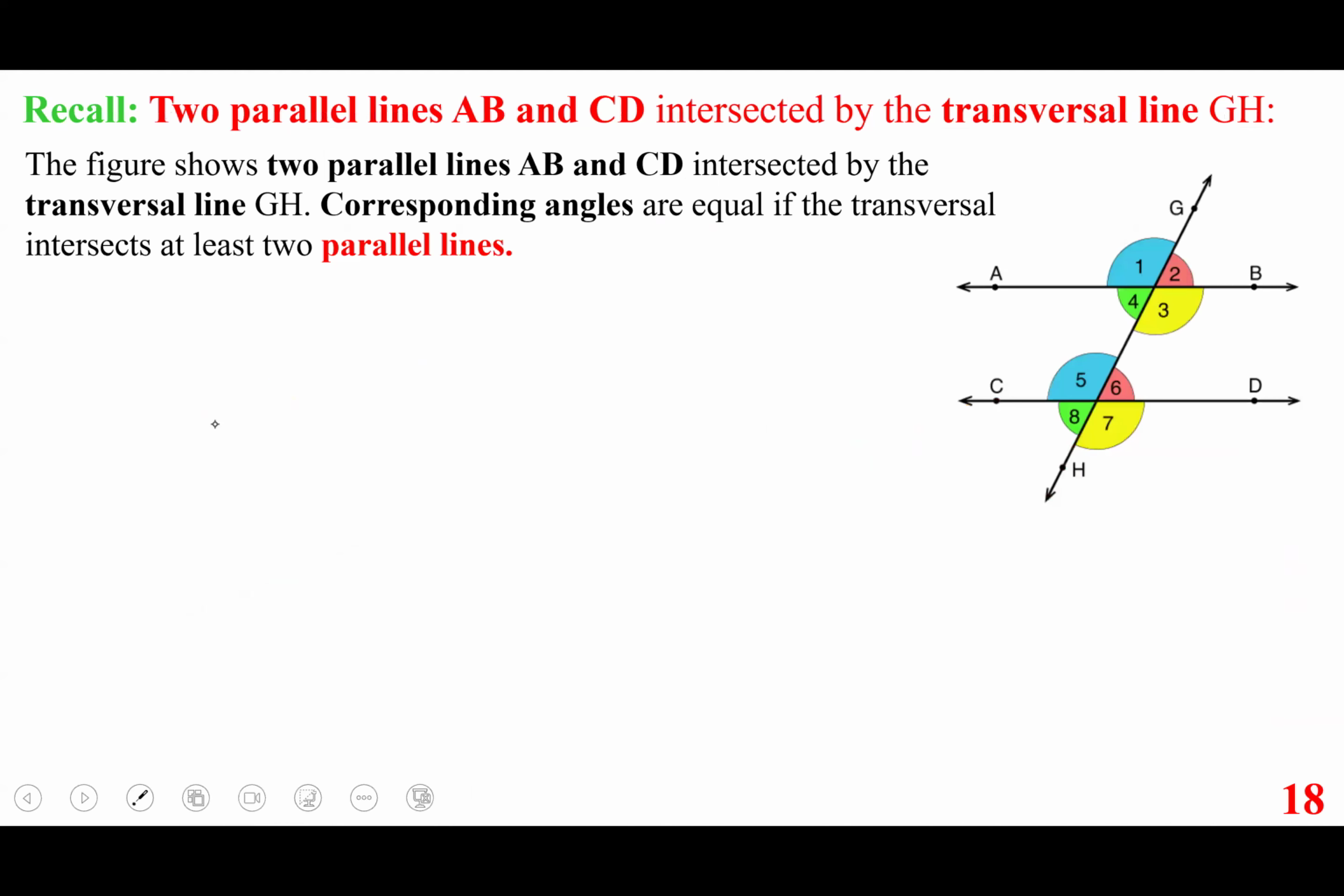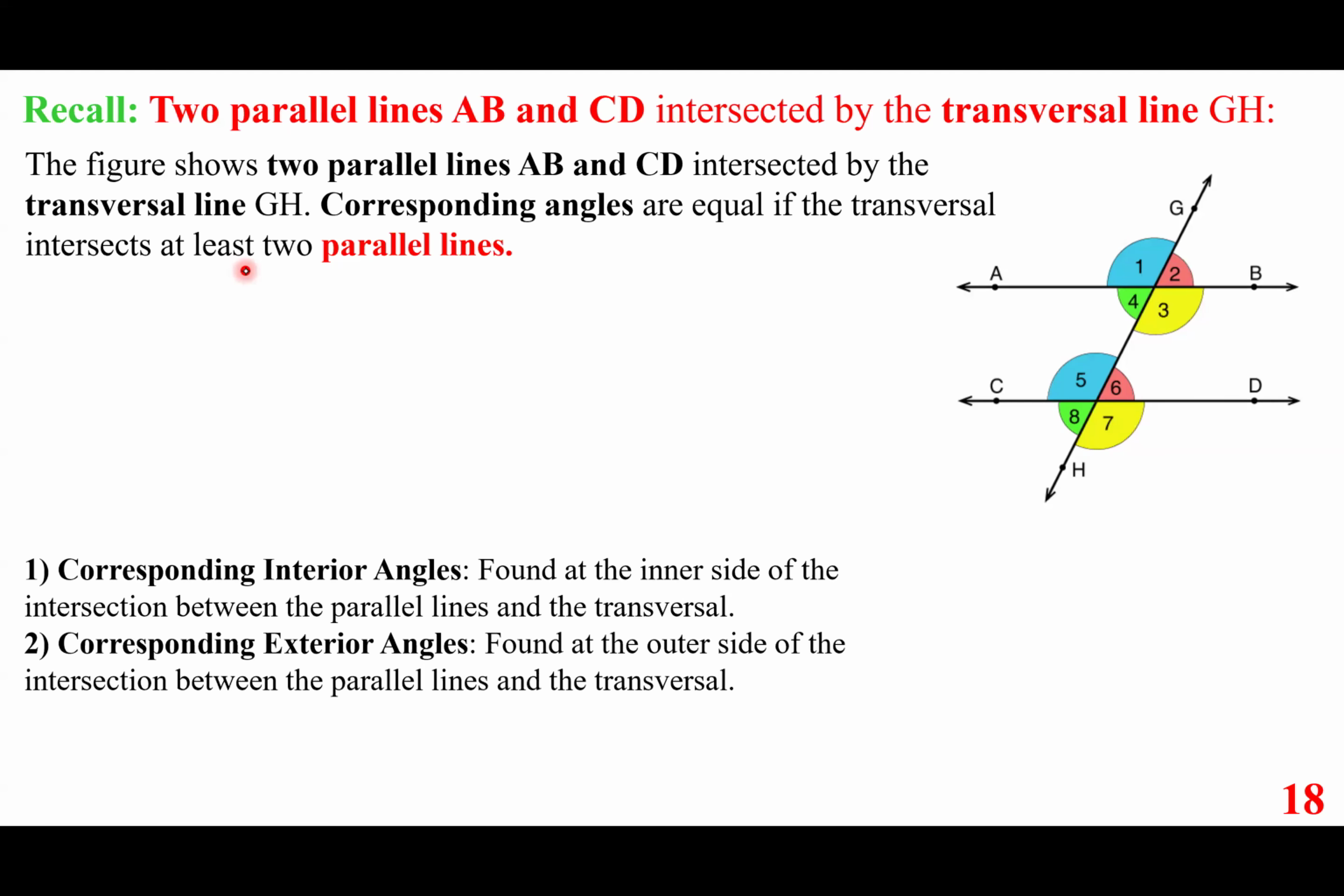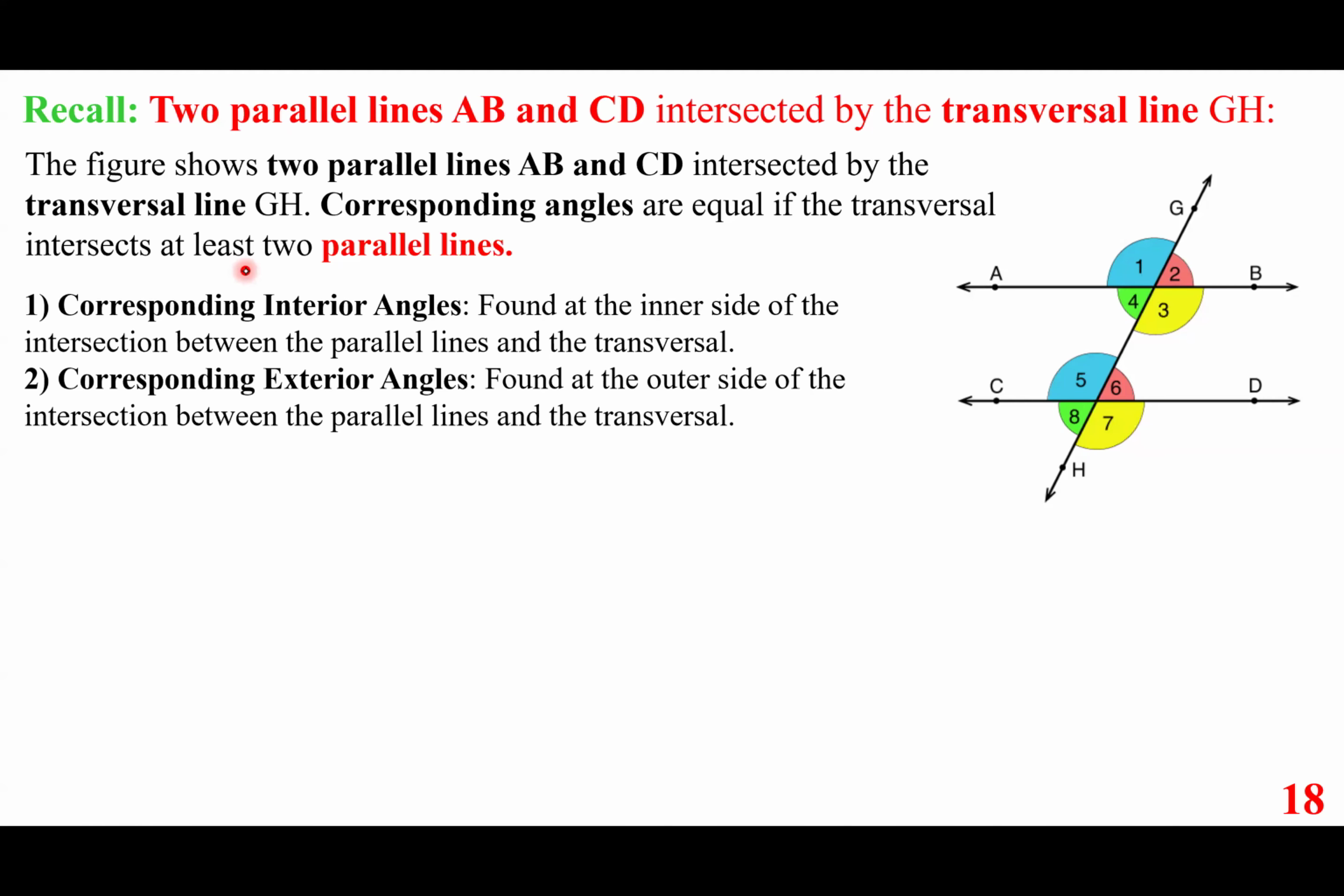All right, to move on, I want to remind you that if you have two parallel lines and a line that cuts them, two parallel lines, AB and CD, intersected by a transversal line, GH. Corresponding angles are equal if the transversal intersects two parallel lines. So there are many angles here. We call them 1, 2, 3, 4, 5, 6, 7, 8.